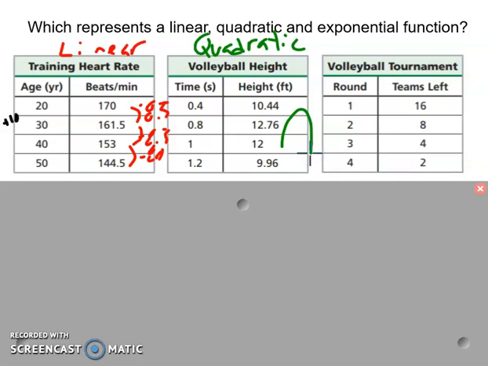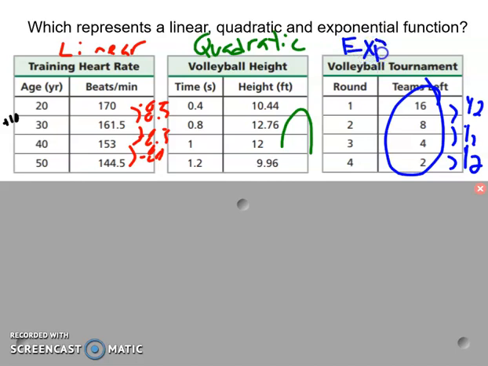Okay, and now let's look at the volleyball tournament. Well, I have an increase in my x's of 1, which is promising. But if I look, I have 16, 8, 4, and 2. Well, I'm getting reduced by half every single time. So since I'm going down by 1/2, then 1/2, and 1/2, then I can establish this is going to be an exponential.